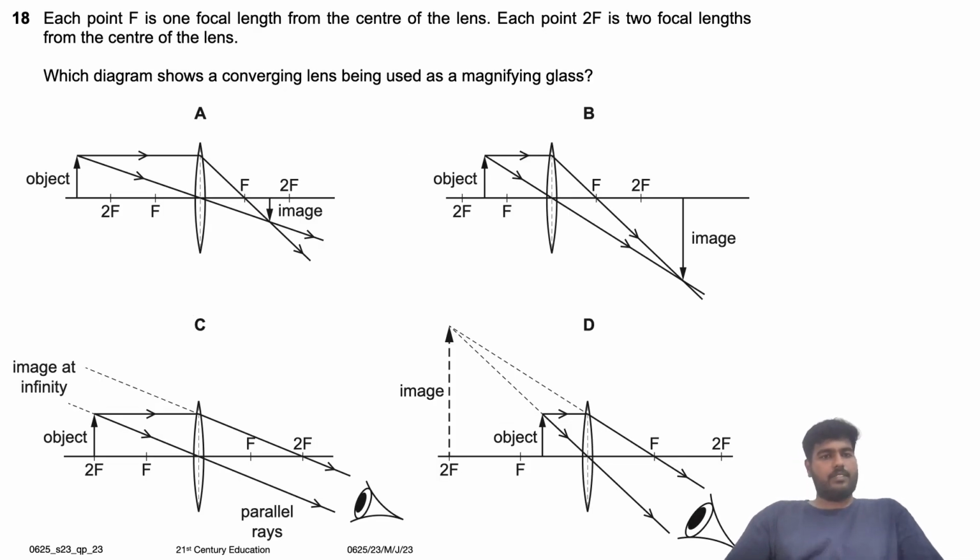Each point F is one focal length from the center of the lens. Each point 2F is two focal lengths from the center of the lens. Which diagram shows a converging lens being used as a magnifying glass?